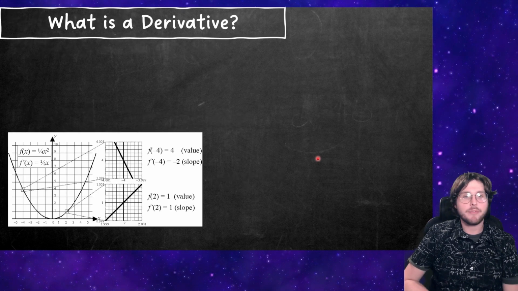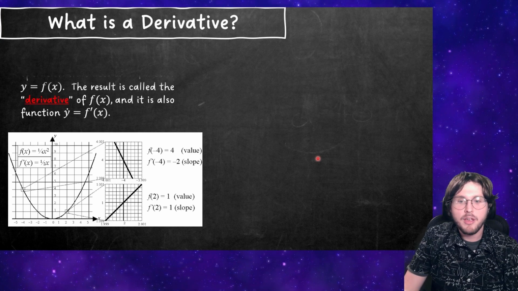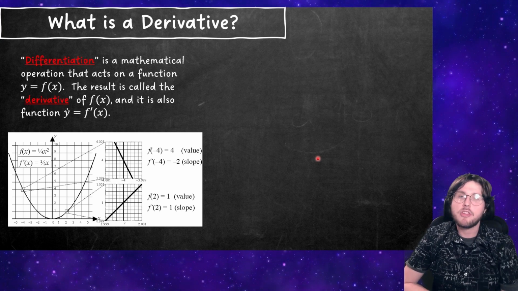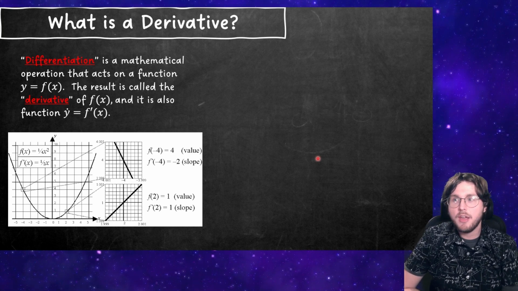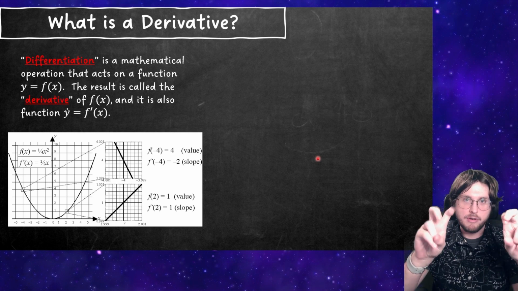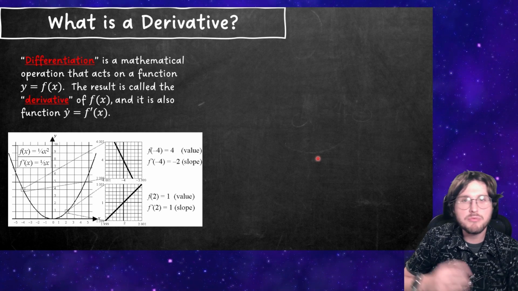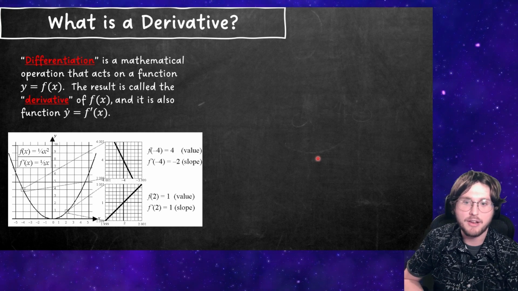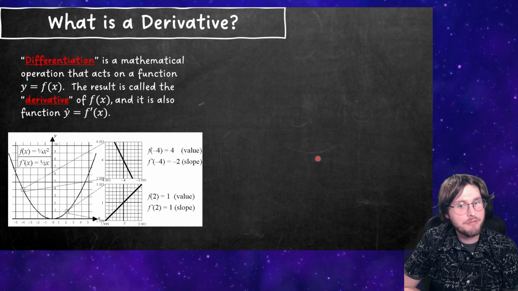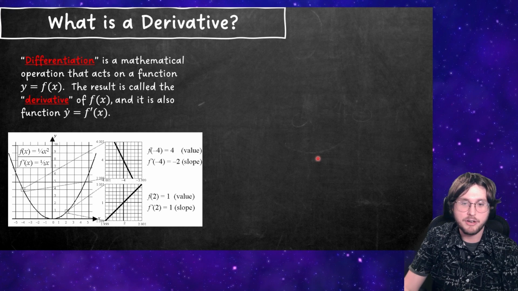So firstly, let's officially define what a derivative is. The operation of differentiation is a mathematical operation that acts on a function y equals f of x. The result is called the derivative, officially, of f of x, and it is also generally notated as y dot equals f prime of x. Now, you're probably wondering about that funky notation for the functions at the bottom there, but sit tight and we will cover it later in this video.